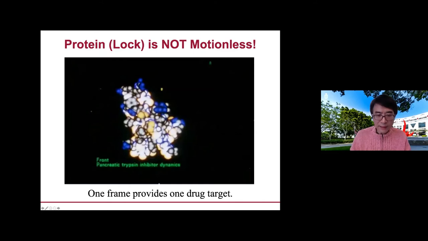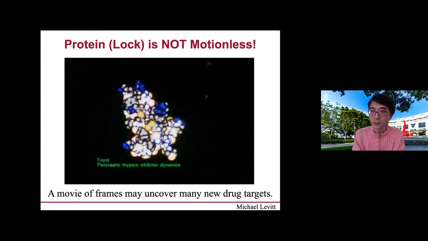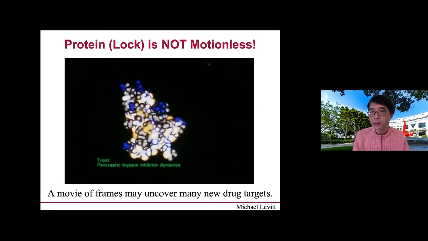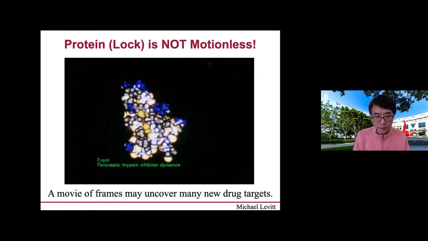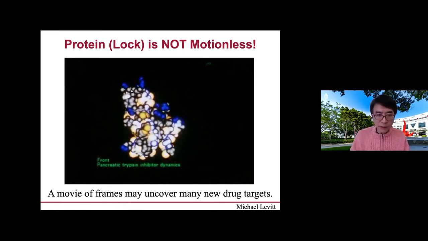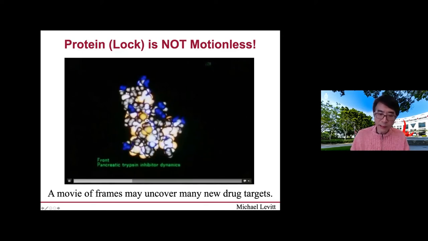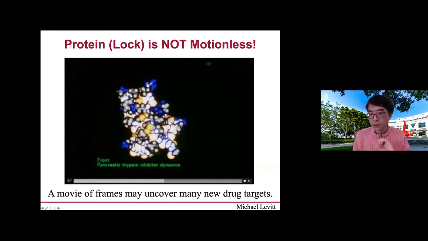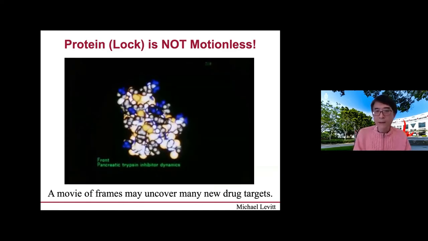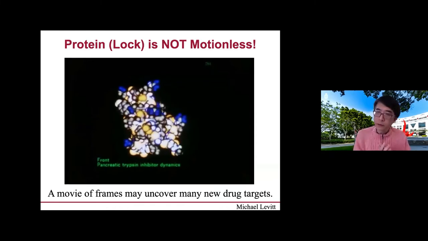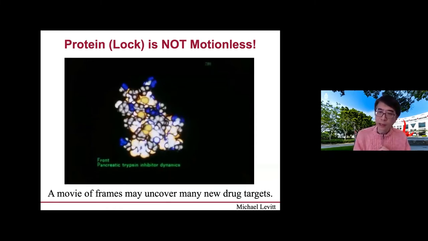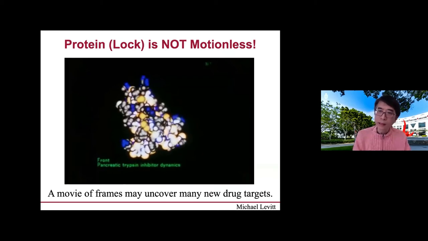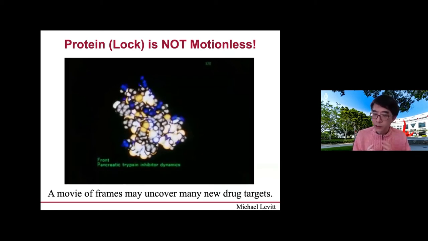Now, this is one static picture of the protein with a well-defined three-dimensional shape. In reality, the protein is moving like this. It's in constant motion at room temperature due to the thermal fluctuations. And this is a movie of frames. Each one of these frames during this movie may serve as a new protein structure to help us uncover new drug targets. So I think putting the motion of the protein into consideration in drug discovery by in silico design is a very promising approach to help drug discovery.